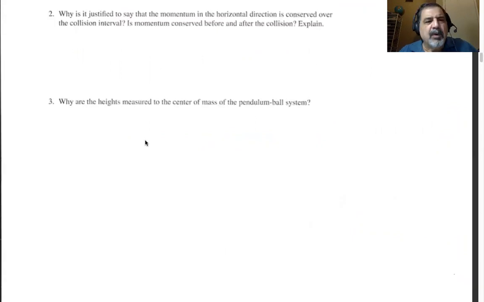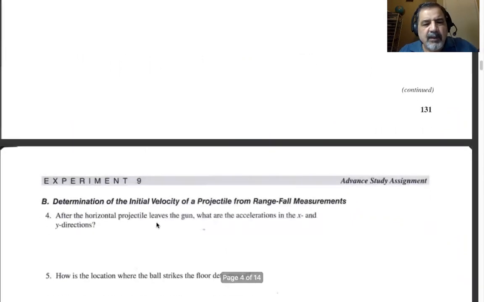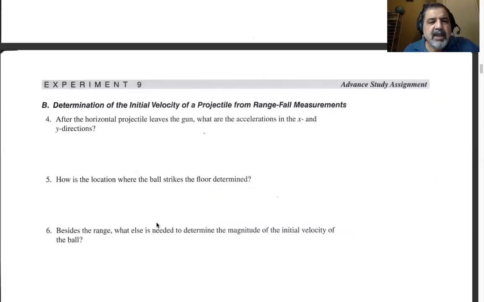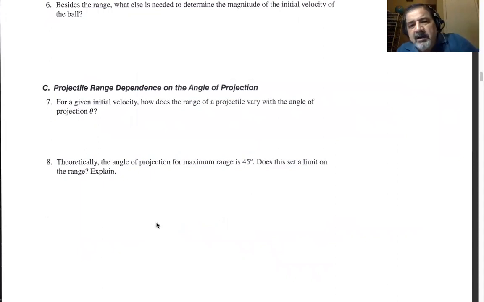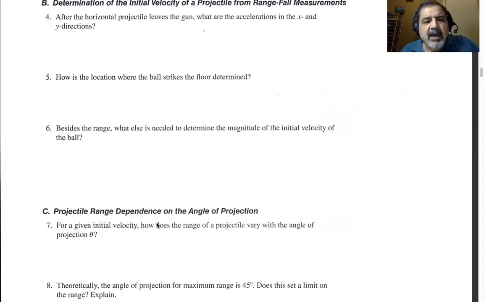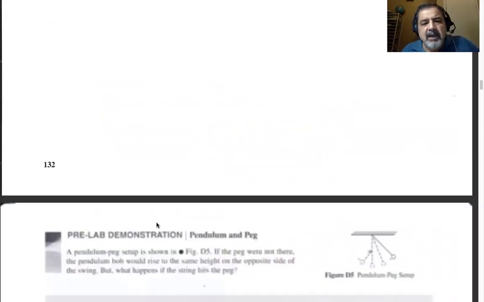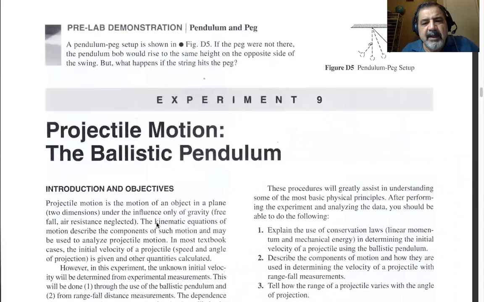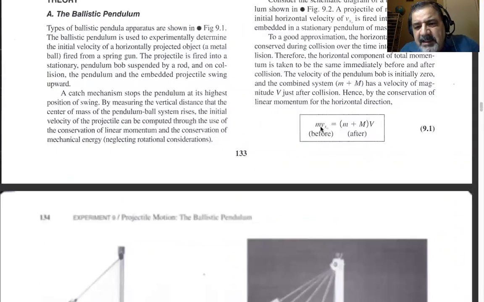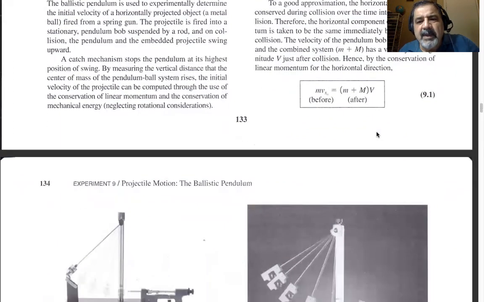You're going to answer these questions for each part: the ballistic pendulum, the determination of the initial velocity of a projectile from the range fall measurements, and then the projectile range dependence on the angle of projection. So you answer these 8 questions in the advanced study assignment. Then we're going to do the experiment, and this is the experiment. And you can see here the mass times the velocity. That's the initial momentum. It is going to equal the mass plus big mass times the velocity. That's the momentum afterwards.